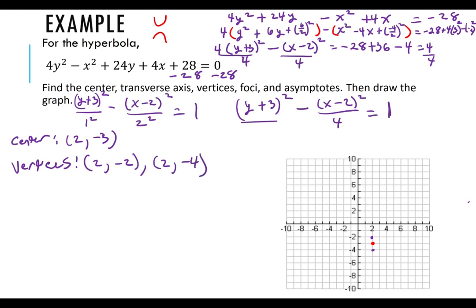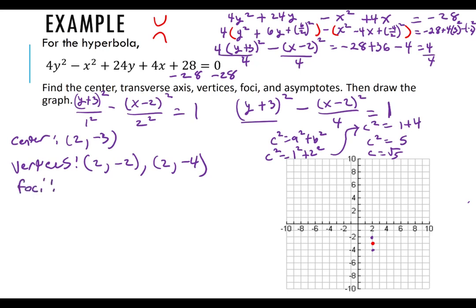If we're trying to find the foci, well, we need to find C. So we know that C squared is equal to A squared plus B squared, which means that C squared is equal to 1 squared plus 2 squared, or C squared is equal to 1 plus 4. So C squared is equal to 5. So C is equal to the square root of 5. And so then I just need to go up a distance of root 5 and down a distance of root 5 from the center.